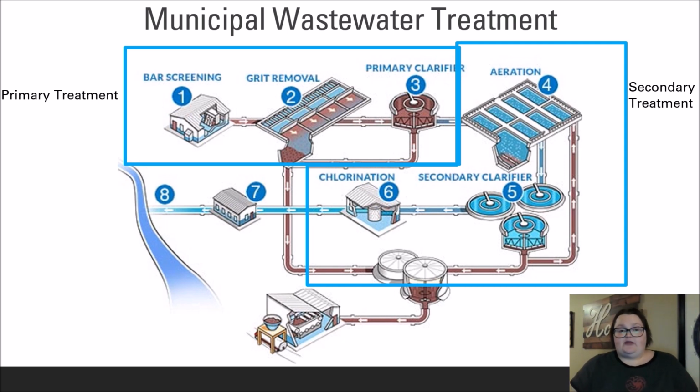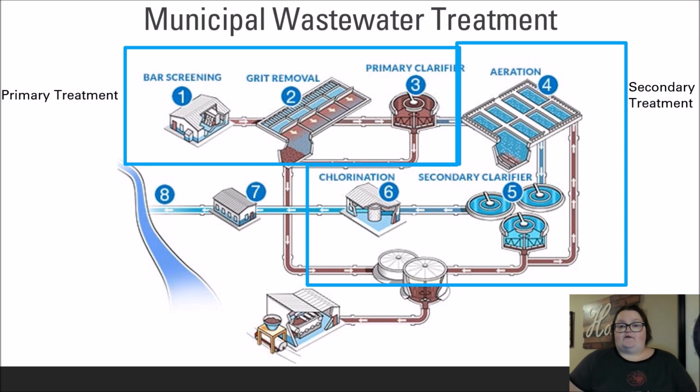The water enters the plant through an influent pipe and reaches the first stage, which is bar screening, where the water is put through a wide mesh screen to remove large floating debris. Then the water moves into the grit removal stage. Here, the water is allowed to settle and smaller mesh screens are moved through the water. Solids precipitate out and are pumped to a sludge chamber.